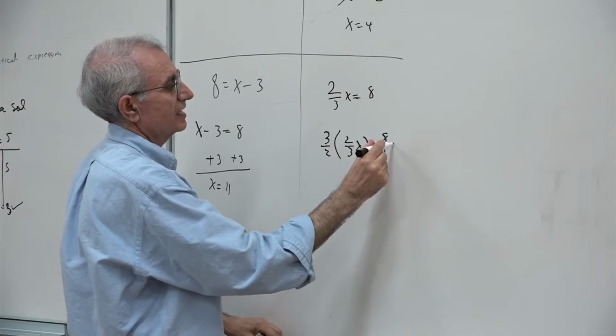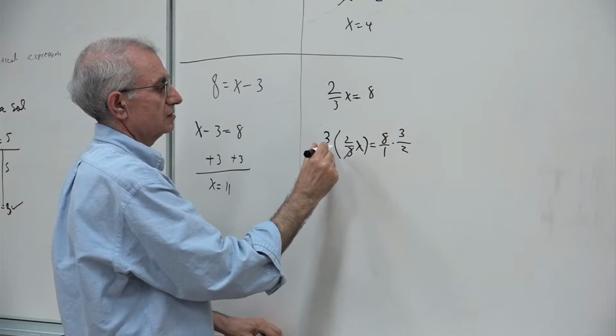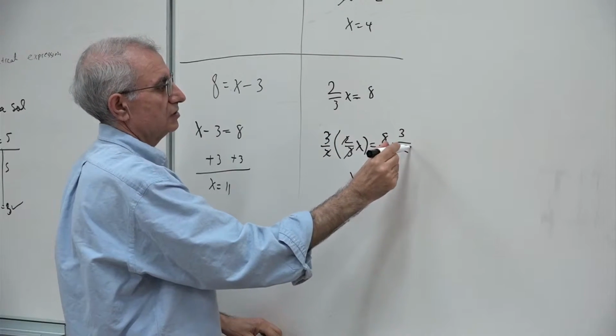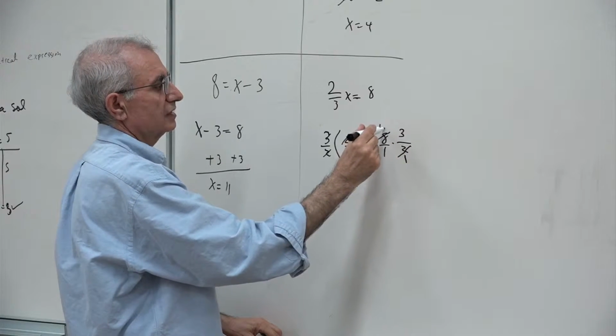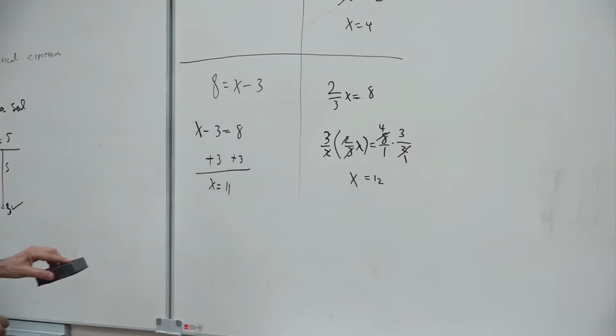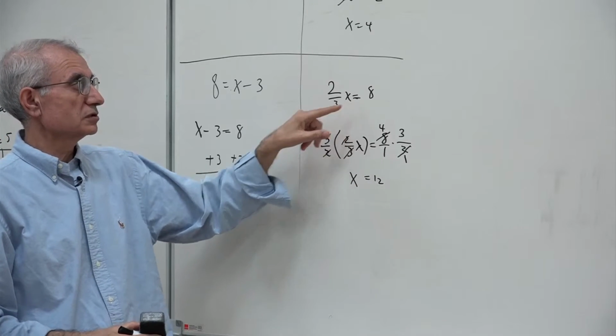You can make this one a fraction since 3 over 2 is a fraction. These 3 cancel with these 3, and these 2 cancel with these 2, so I end up with x equal to... Here, to make it easier for myself, I divide these 2. 2 goes into 8 4 times. 4 times 3 is 12. So x is equal to 12 is the solution to this equation.